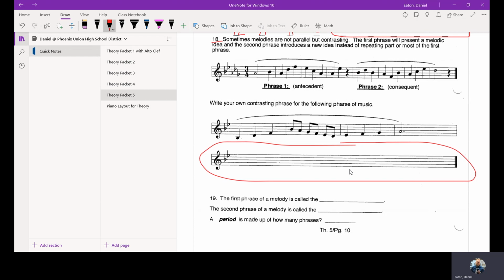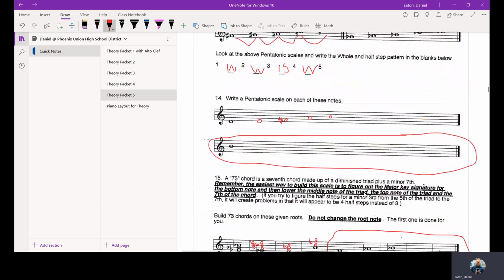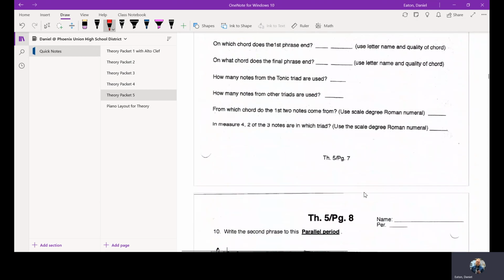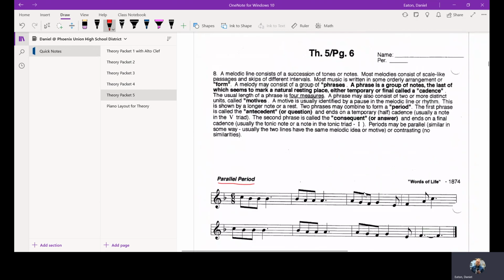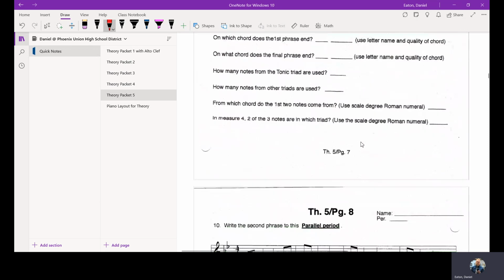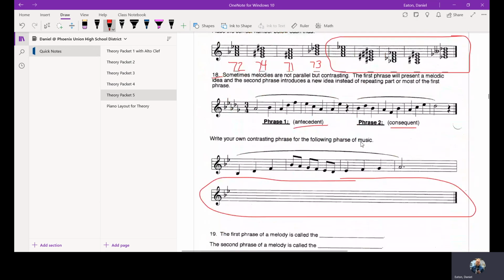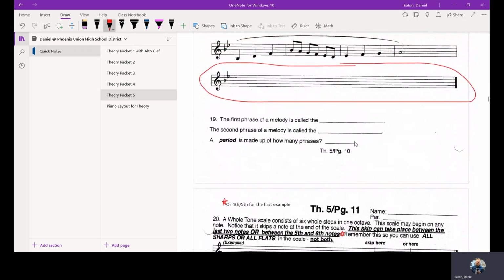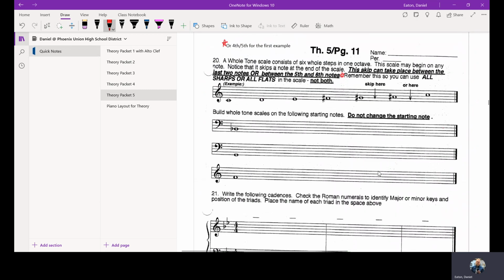Okay? All right. The first phrase of a melody is called the... the second phrase of a melody is called the... and a period is made up of how many phrases? I believe that's 2 phrases, but let me just double check. It gets in this big paragraph up here. 2 phrases may combine to form a period. So there it is. Okay. The answer to that one is 2.